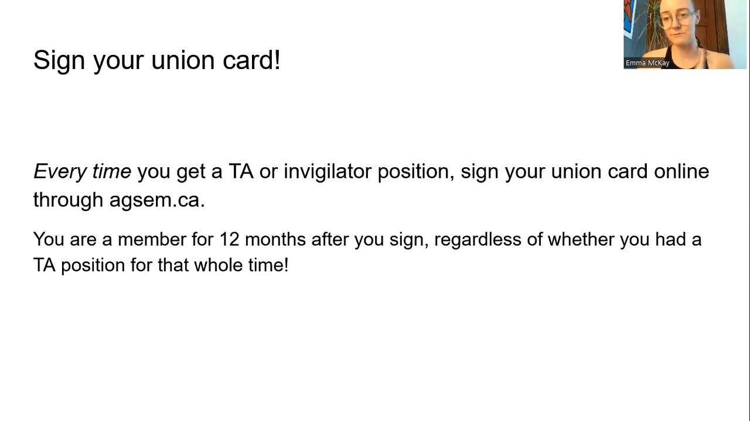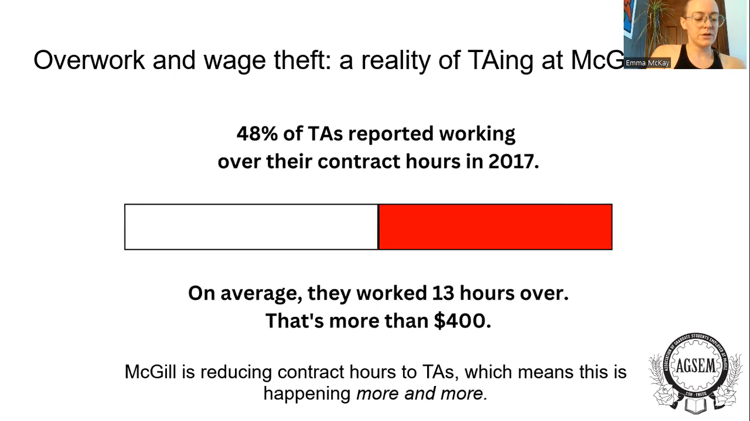You're a member for 12 months after you sign, regardless of whether or not you're employed throughout that whole time, which is something that's really important to us as a grad student employee union, where we have quite a lot of turnover. It's really, really helpful to maintain consistency. And so when you are a member, you can attend general assemblies, delegates councils, etc. Okay, please sign your union card. It is so helpful to you, to us, everybody.